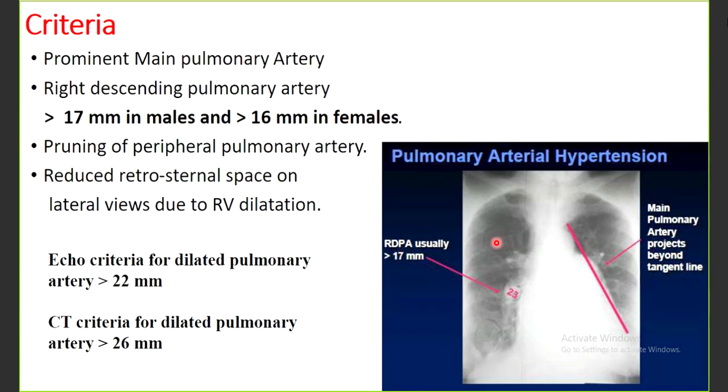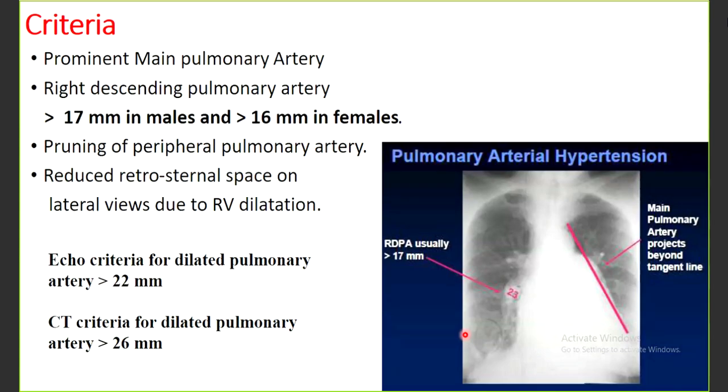But if they are very thin and cannot be followed beyond onto the distal 1/3 of lung vasculature, that is called peripheral pruning. And whenever you see peripheral pruning, it means it is hypertensive pulmonary artery hypertension. That means there is increased pulmonary vascular occlusive disease.